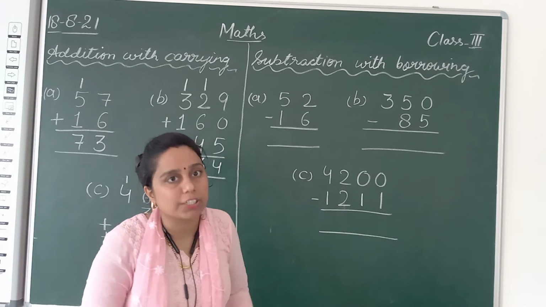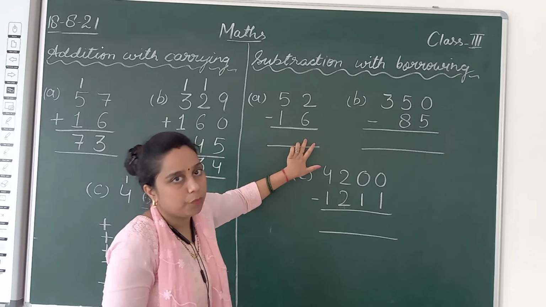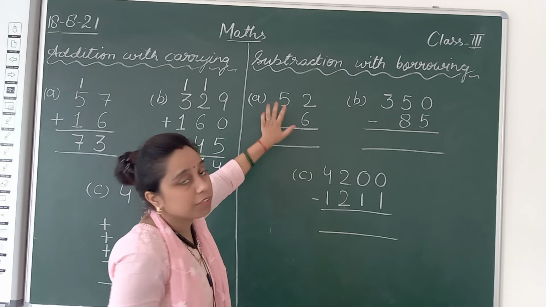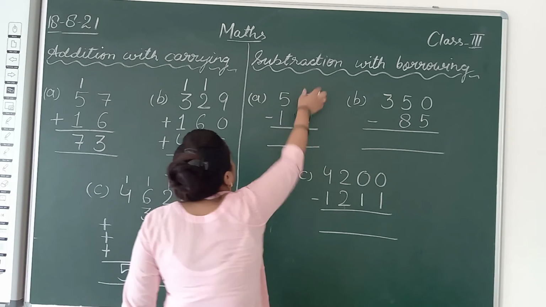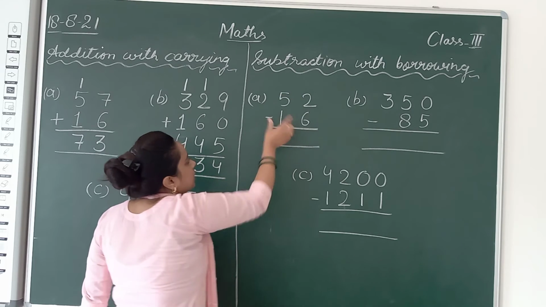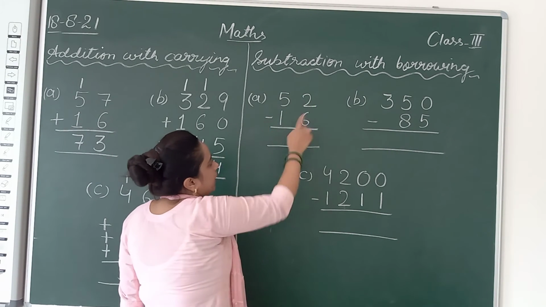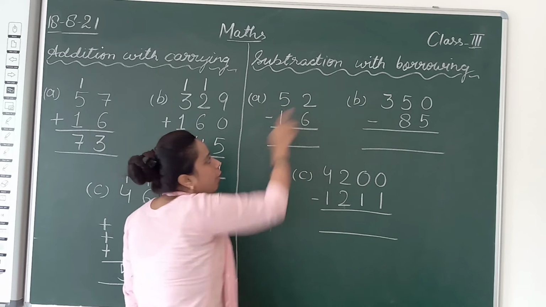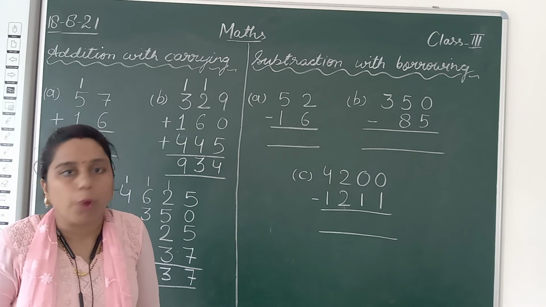But when we do subtraction, how do we solve it? First we subtract the ones place digit and write the difference. Then we subtract the tens place digit and write the difference. So this is the ones place digit and these are the tens place digits. So here it is 2 minus 6, which means we need to subtract 6 from 2, which is not possible.